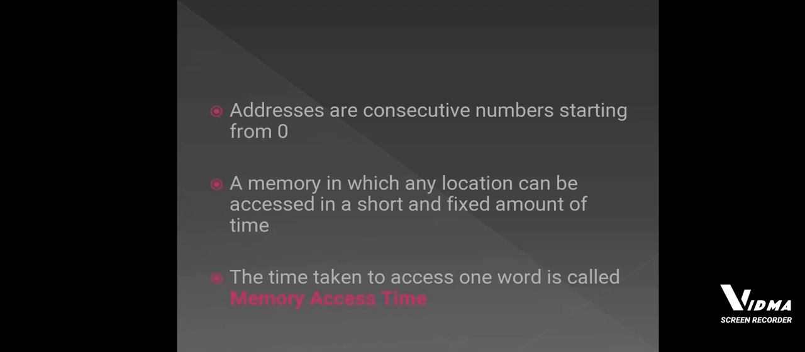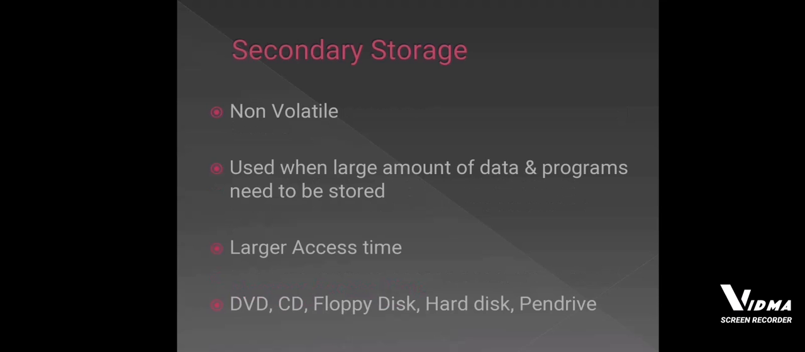The addresses are consecutive numbers. We have to give the address to the memory in order to access the data. Here the addresses are consecutive numbers starting from 0. In memory, any location can be accessed in a fixed, short amount of time. The time taken to access one word is called memory access time.